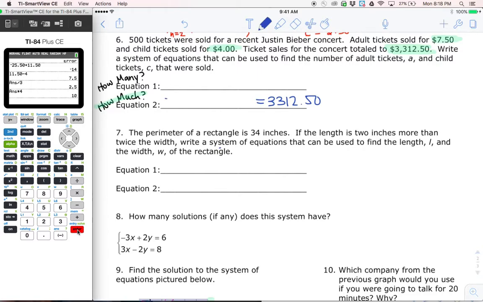So we're going to say 7.5 for adult tickets, so A, plus child tickets for $4, so 4C. Okay, one more time, y'all. Money goes with money goes with money. Those should all be in the same line.